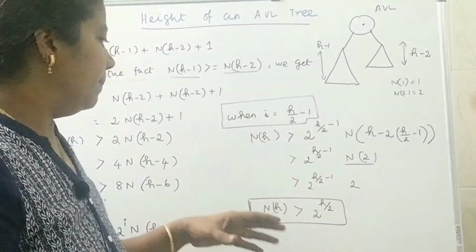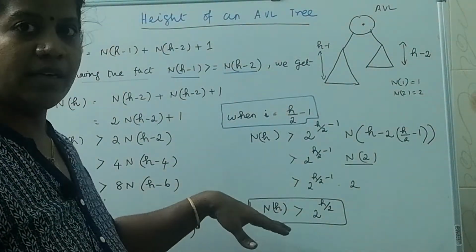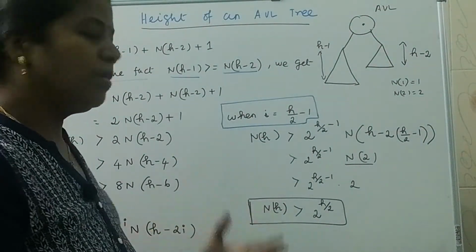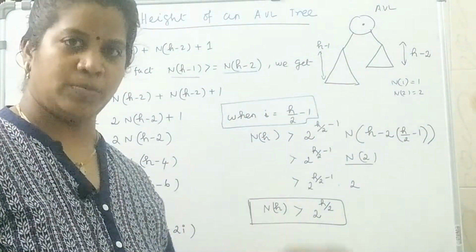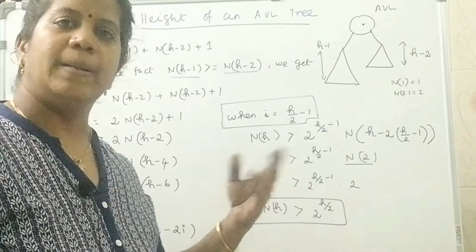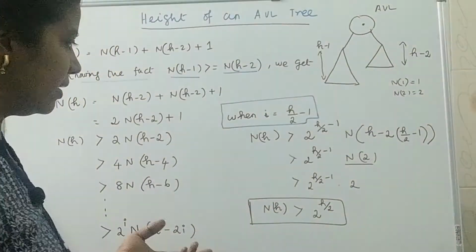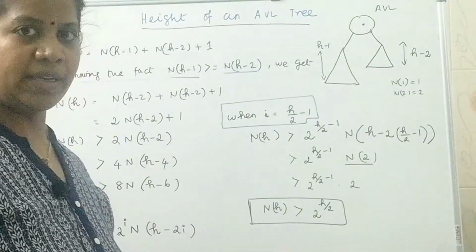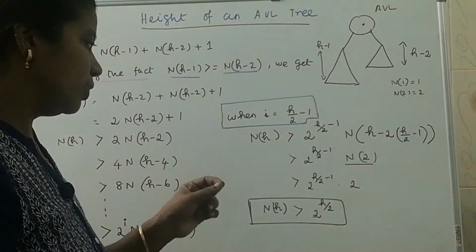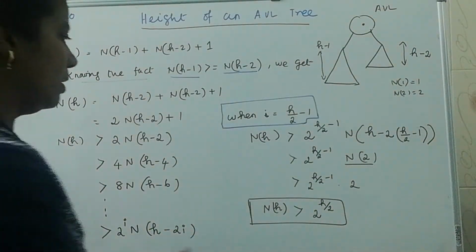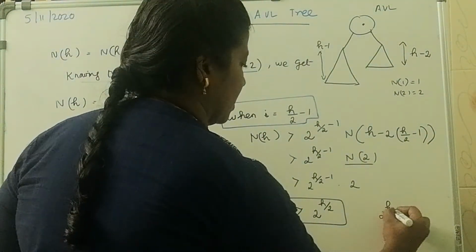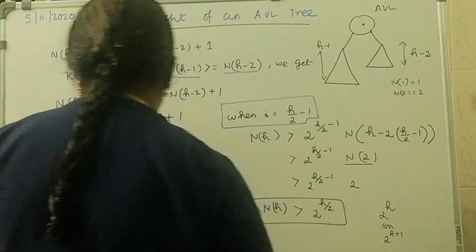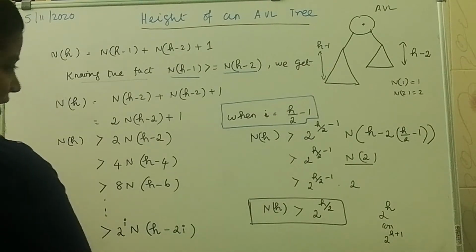But what is the maximum number of nodes that an AVL tree can have? It can have a maximum of 2 to the power h or 2 to the power h plus 1. Why? Because of a complete binary tree. In a complete binary tree, if every level is filled, then the maximum number of nodes one can have is 2 to the power h or 2 to the power h plus 1, depending on the level or the depth of the AVL tree.